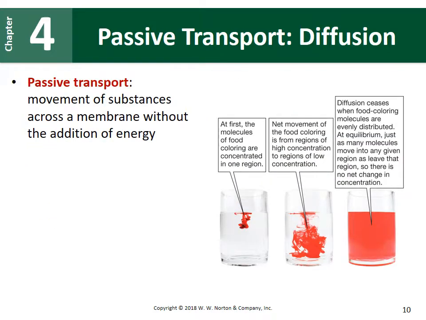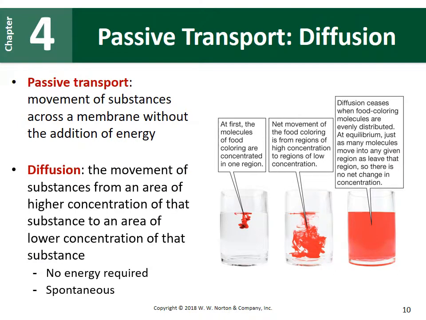The other type of transport is passive transport. And we're going to look at a couple of different types of passive transport. So passive transport is when substances move across a membrane without any additional energy. So this is when molecules will go through diffusion.